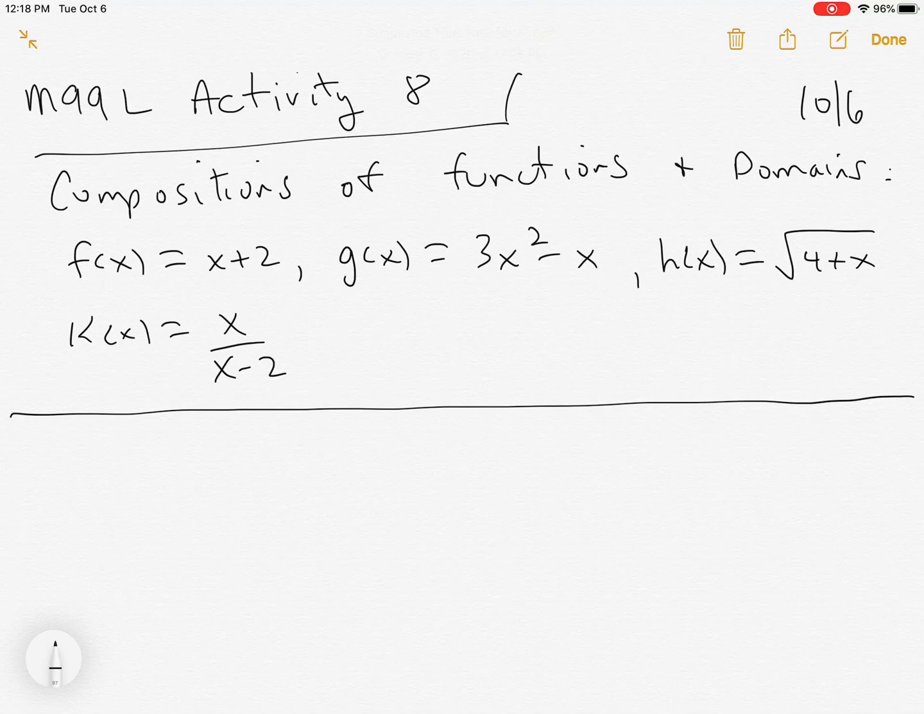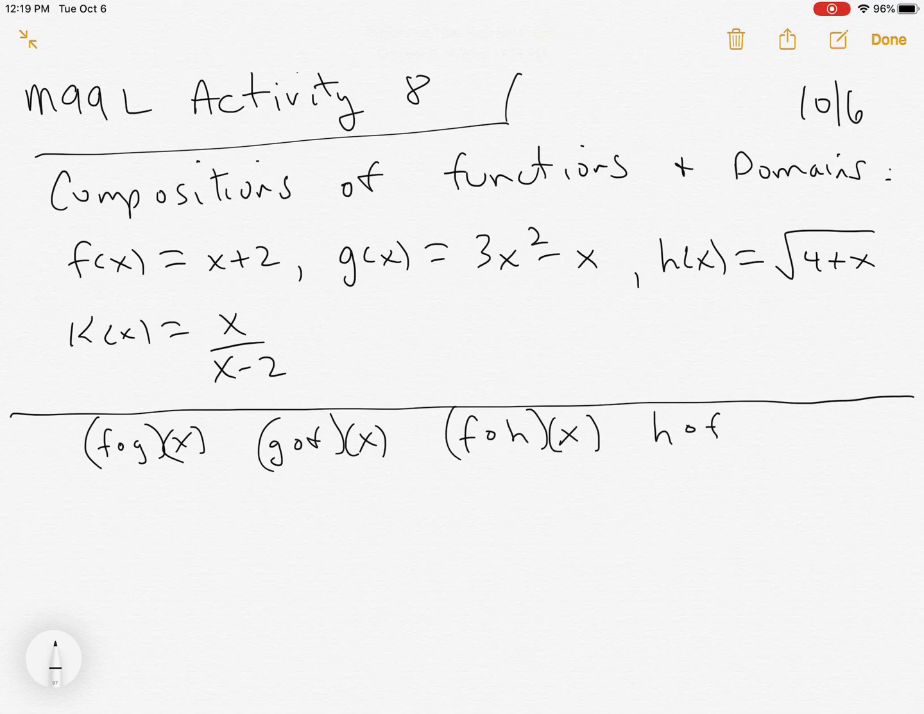And so, if you want to jump ahead, what you're going to do is compose every function with every other function in 2 ways. So you're going to do f composed with g of x, and g composed with f of x, and then f composed with h of x, and then h composed with f of x. And you're going to go through all of these. So f with g, f with h, f with k, g with h, g with k, h with k, in both directions.